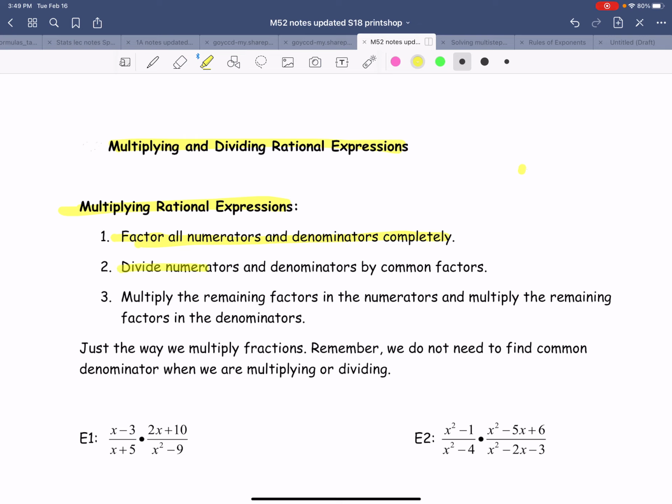Then divide numerators and denominators by common factors, which means cancel out any common factors between numerators and denominators. And then lastly, multiply the remaining factors in the numerators and multiply the remaining factors in the denominators. It's also okay to leave your final answer in the factored form, just the way we multiply fractions.